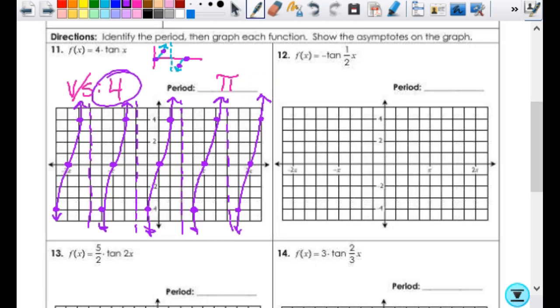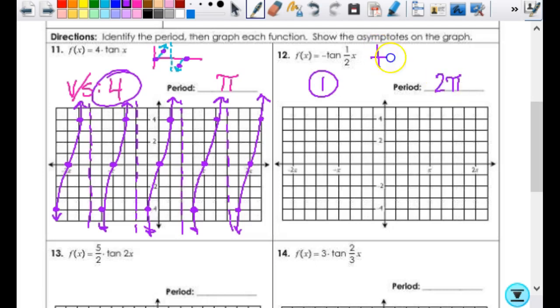Everybody okay with that? Any questions? Ask me questions if you've got them. All right. Let's look at number 12 then. Number 12, is there a vertical stretch or compression? No. So I don't really call it either one, but I know that that 1 is important. What's the period here? 2 pi.